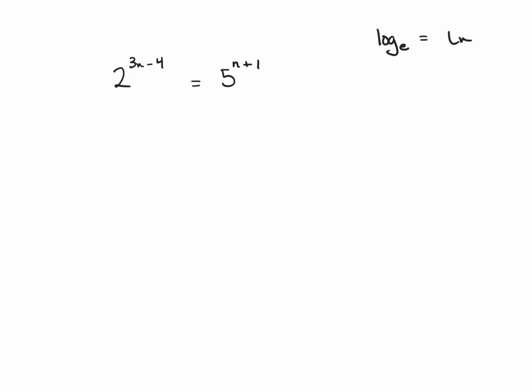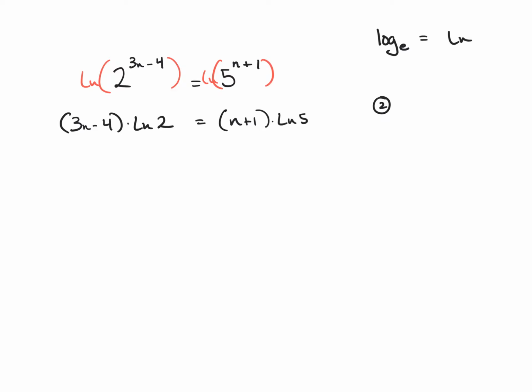So I'm going to take the natural log of both sides, so that's how I start off this problem. I take the natural log of this side, I take the natural log of this side. That demotes our exponent to a multiplier, so that becomes 3n minus 4 times the natural log of 2, which is equal to, demoting our exponent, the quantity n plus 1 times the natural log of 5. So at this point, remember, step 1 was demoting our exponent to a multiplier through logs, and step 2 was the distributive property.